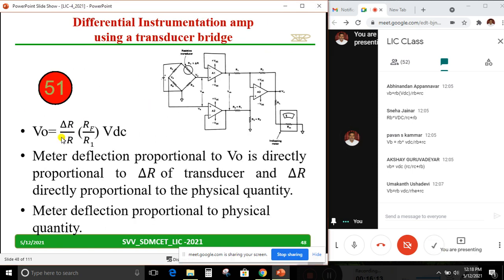I repeat, this is the equation we got, and meter deflection is directly proportional to V0. V0 is directly proportional to VAB. VAB is directly proportional to the change in delta R. Change in delta R is directly proportional to the physical quantity. Hence, I can say this deflection is directly proportional to the change in the physical quantity.